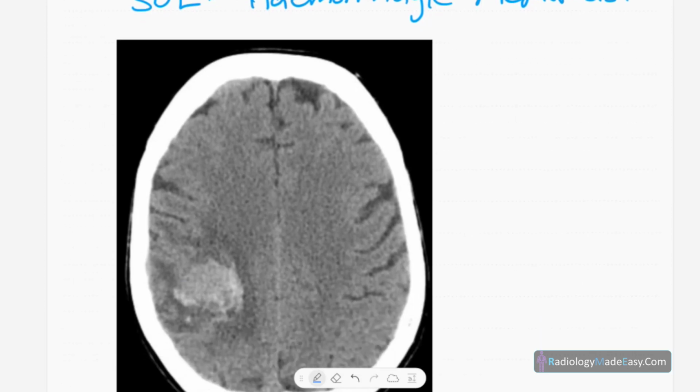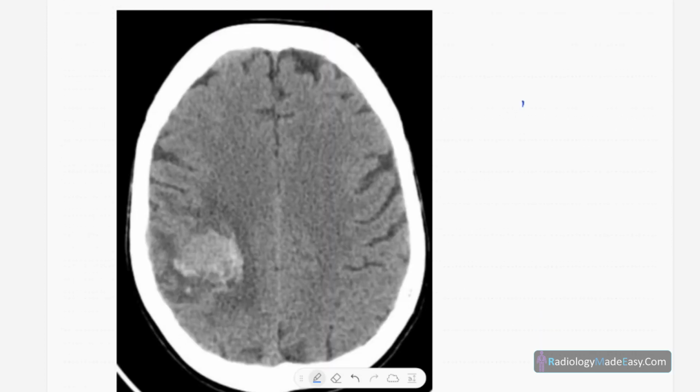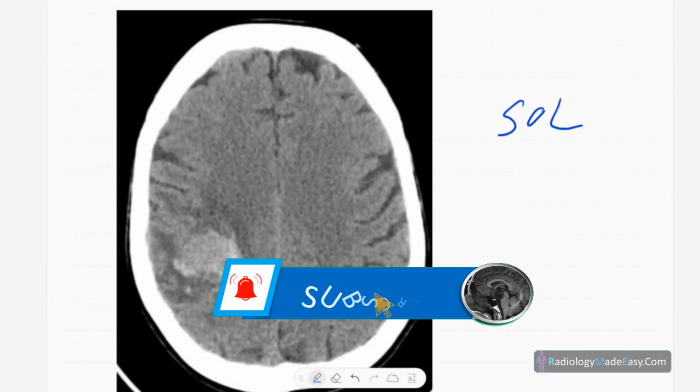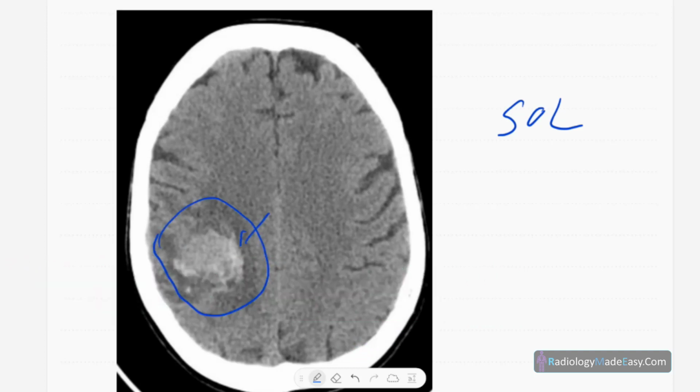The next one is neoplasms, metastasis. You can see a high attenuation lesion here with surrounding low attenuation areas. Those are perilesional edema. The high attenuation lesion is likely due to hemorrhagic metastasis. So it's a mass here with perilesional edema, and it's hemorrhagic mets.